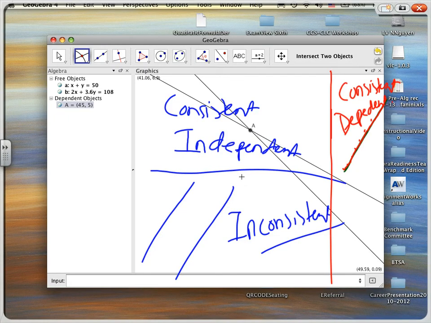Just in case I give you a graph and ask you what type it is, you should be able to describe what's going on. For the most part though, for our case, it's almost always going to be consistent independent, meaning there will always be one solution. But sometimes you have no solution, and you can just say this system right here is inconsistent. You want to be able to use the right word choice to describe it. And another case where you have one line right on top of the other line, we'll call that a consistent dependent system. And there it is. That's what I want you to get from this lesson as well.